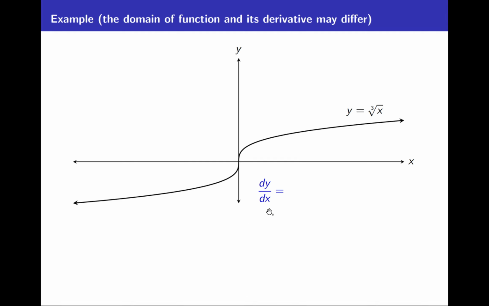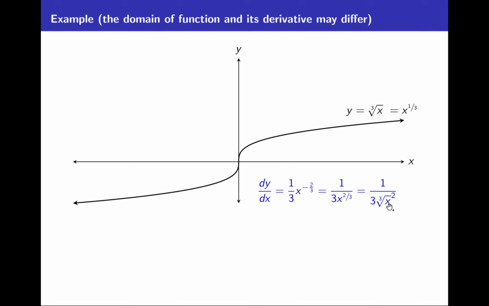Let's calculate the derivative. dy dx is, well, you'd want to use the power rule here. So convert that cube root of x to x to the 1/3, even before you start taking the derivative. Now that it's a power, you can use the power rule. So the derivative is 1/3 x to the power of minus 2/3. And that's 1 over 3 x to the power of 2/3, which is 1 over 3 cube root of x squared.